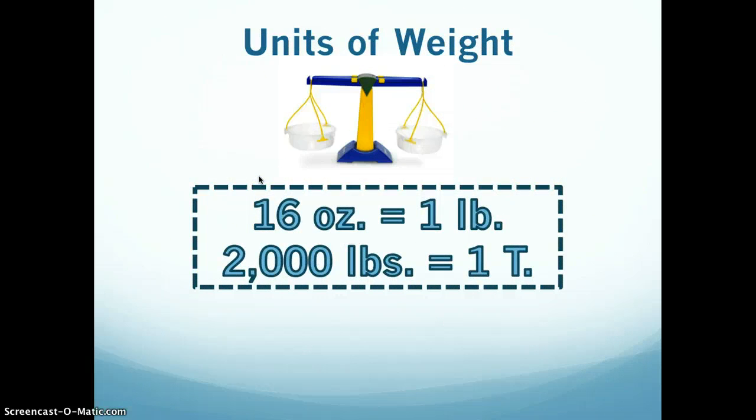Now you have a much simpler conversion chart here. We know that 16 ounces is the same thing as 1 pound. 2,000 pounds is the same thing as 1 ton. So if we have 16 fun-sized candy bars, it's about the same weight as a kitten. And if you have 2,000 kittens, it's about the same weight as 2 horses, or 1 ton.